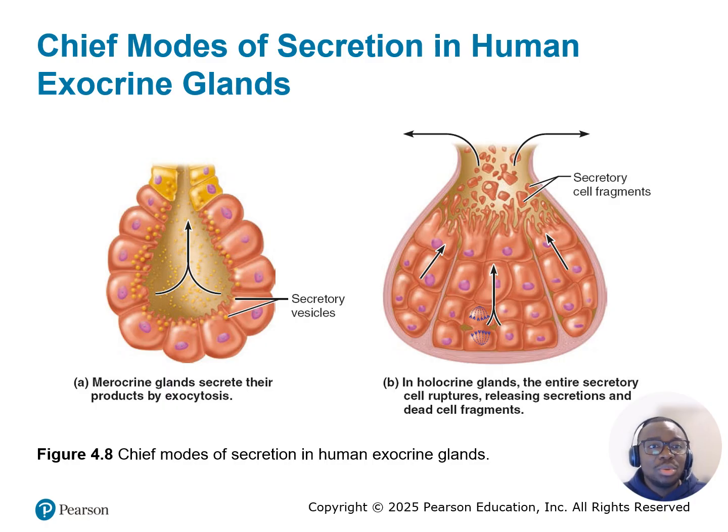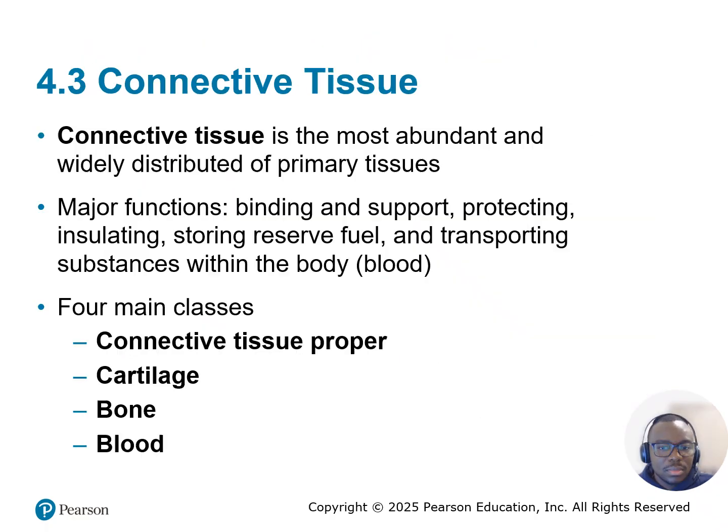Apocrine glands accumulate product within, but only the apex of the cell ruptures. The cell repairs the damage and repeats the process. There is some controversy if apocrine glands are present in humans. Mammary glands are the closest example, but most scientists classify mammary glands as merocrine glands.